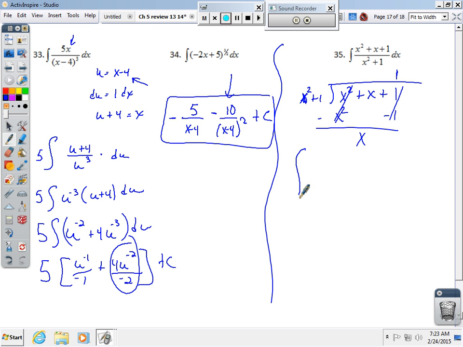So this new function can be written as 1 plus x over x squared plus 1 dx. And now I'm just going to integrate each part. So this is going to be the integral of 1 dx plus the integral of x over x squared plus 1 dx.